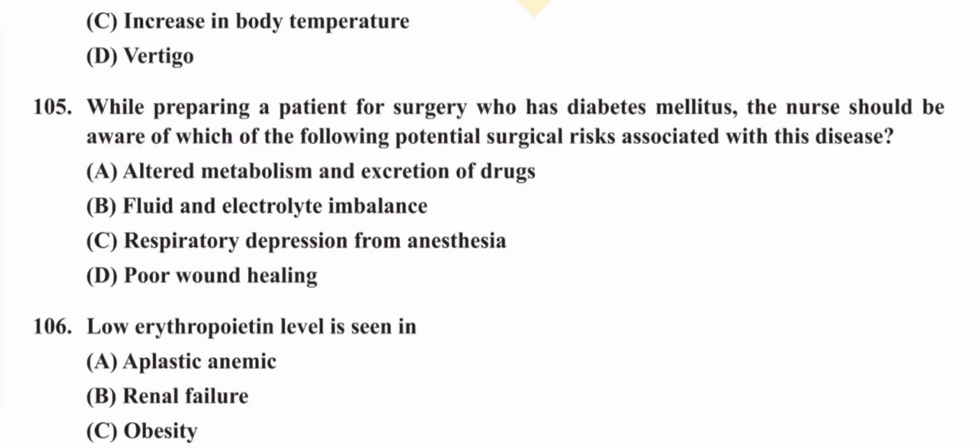Next question: while preparing a patient for surgery who has diabetes mellitus, the nurse should be aware of which of the following potential surgical risks associated with this disease. Options are altered metabolism and excretion of drugs, fluid and electrolyte imbalance, respiratory depression from anesthesia, and poor wound healing. Answer is poor wound healing.